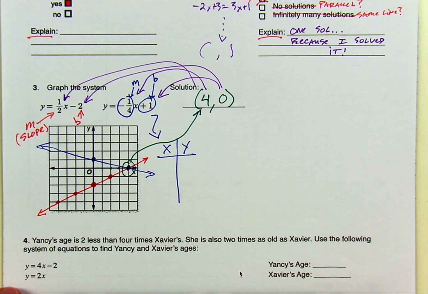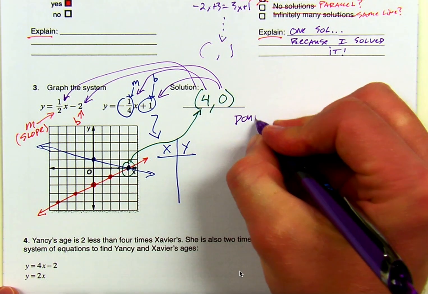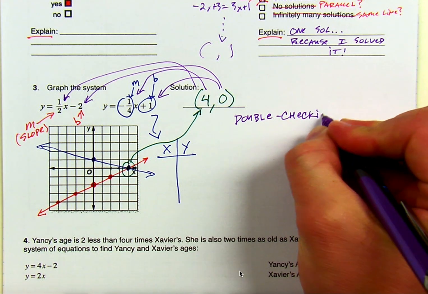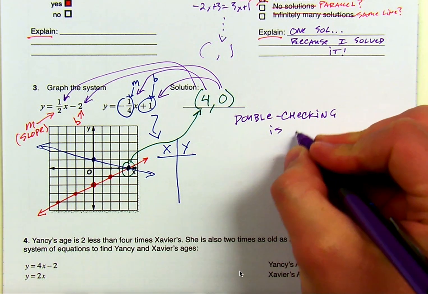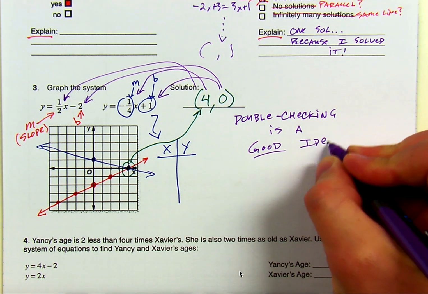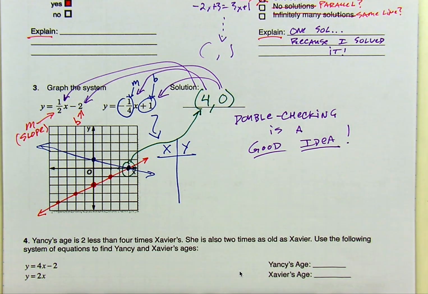And I would say, when it's a test and your score really counts, double checking is a good idea. Don't you think? I think so. Double checking is a good idea. You could even triple check some of these by doing different approaches.